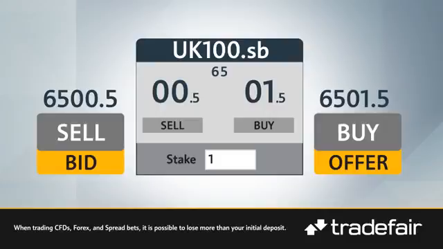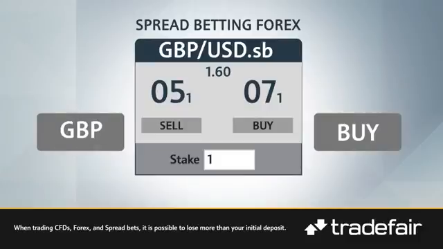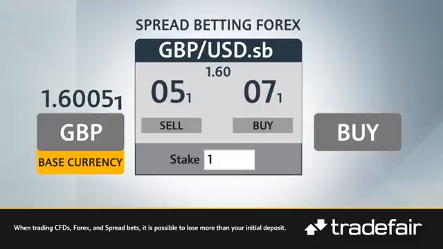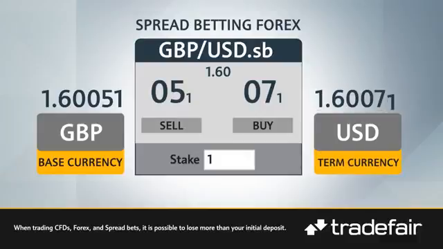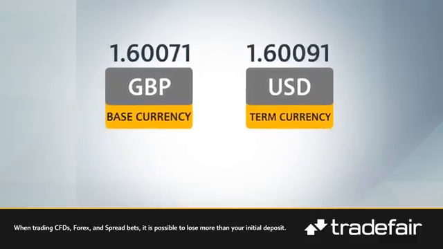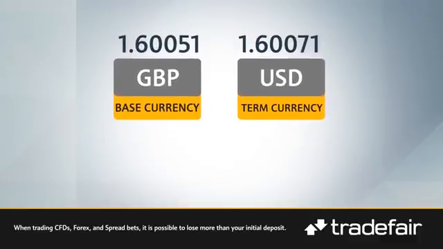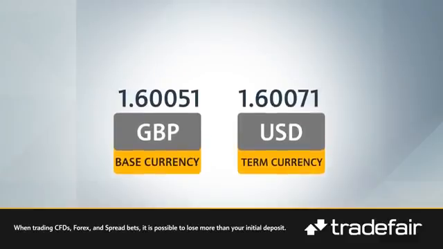When you are spread betting Forex, the price is the exchange rate between one currency and another. The first currency listed, in this case the pound, is known as the base currency. The second, US dollar, is the term currency. If the base currency strengthens against the term currency, the market will rise. If the base currency weakens against the term currency, the market falls.